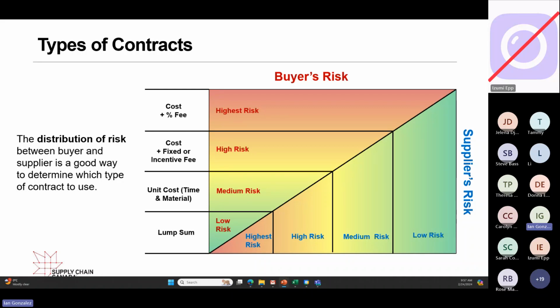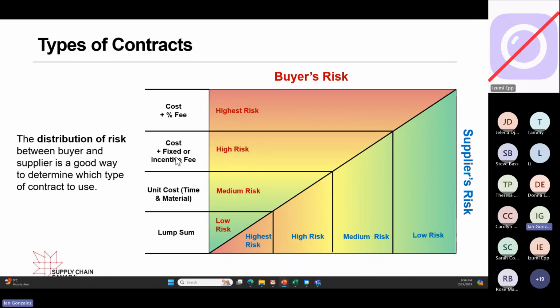Okay, it's really about the distribution of risk. Remember, in this case, you're the buyer, and your vendors are the suppliers. So lump sum is low risk to you, if and only if you have the requirements in place, which is a clear scope of work. As you go higher up here, lump sum is the lowest risk to you, highest risk for the vendor. If you do unit cost or material, it's medium risk for you.